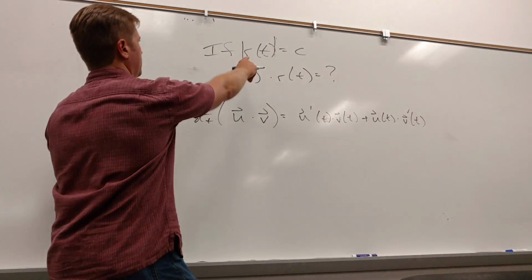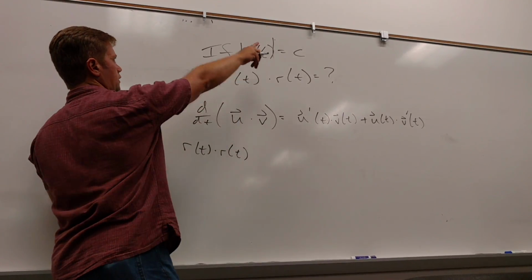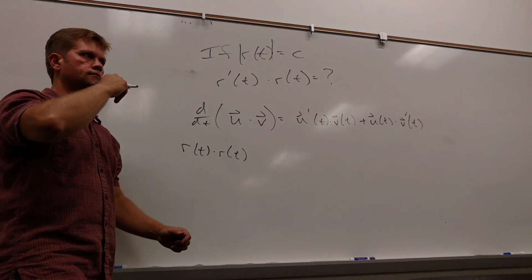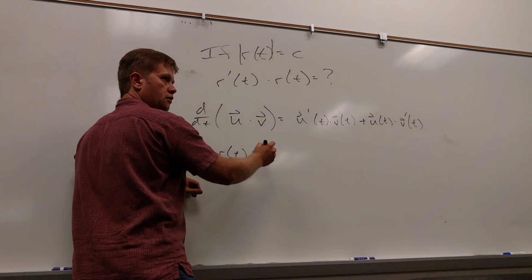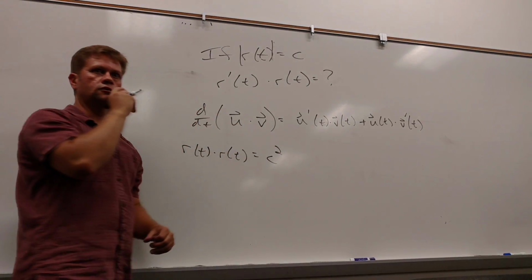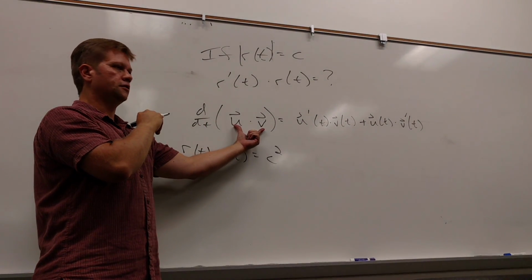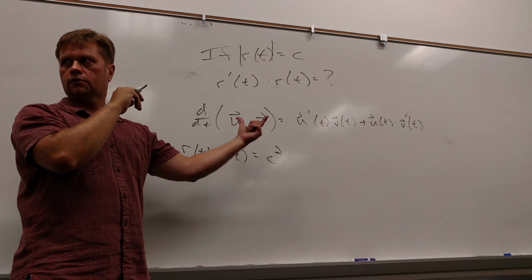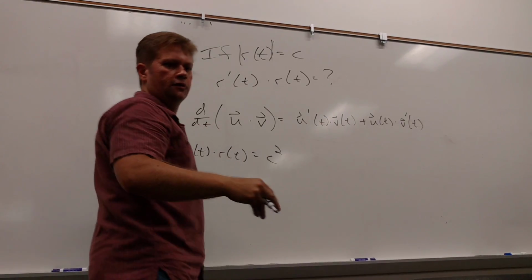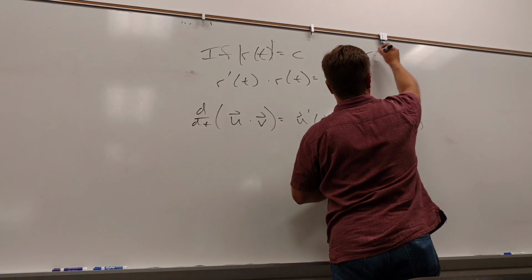So real quick, if this is true, what's r of t dot r of t? Constant square. What's the length of r of t squared? So that's going to be c squared. I like it. So that's here. Okay, all right, so let me put this up here. This is one thing we know. If this is true, then this is true.